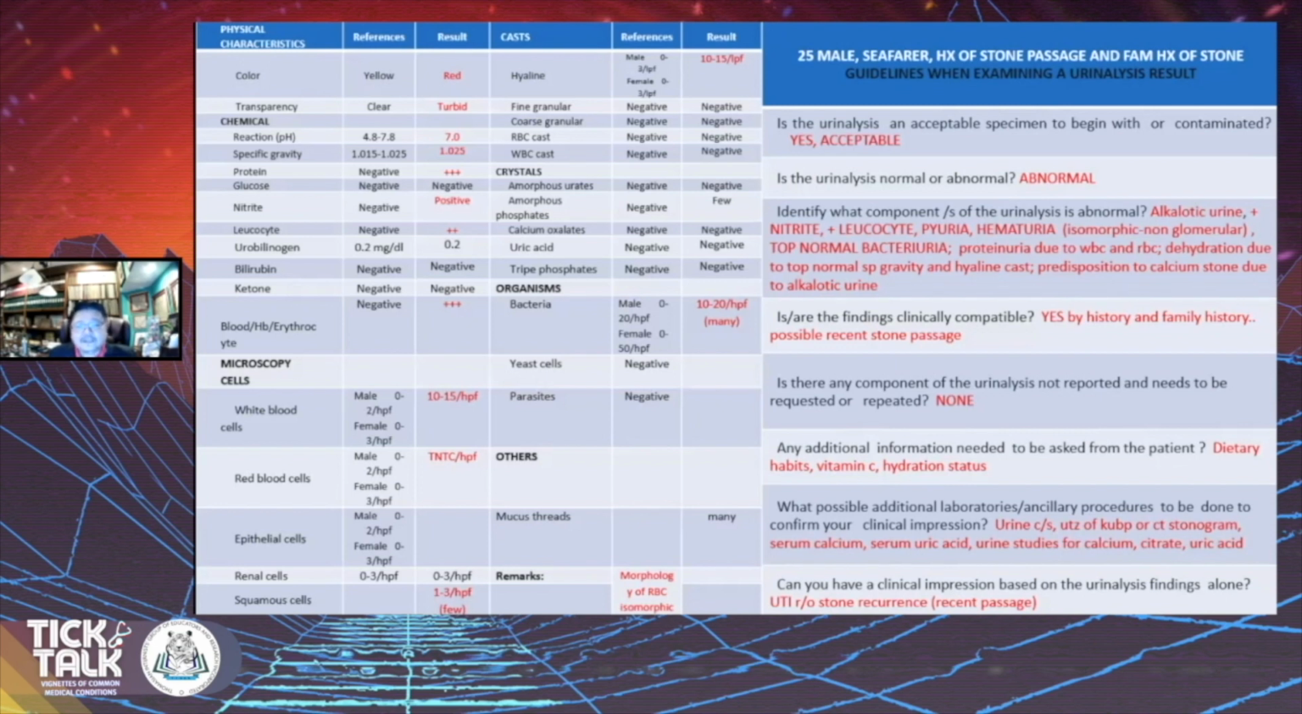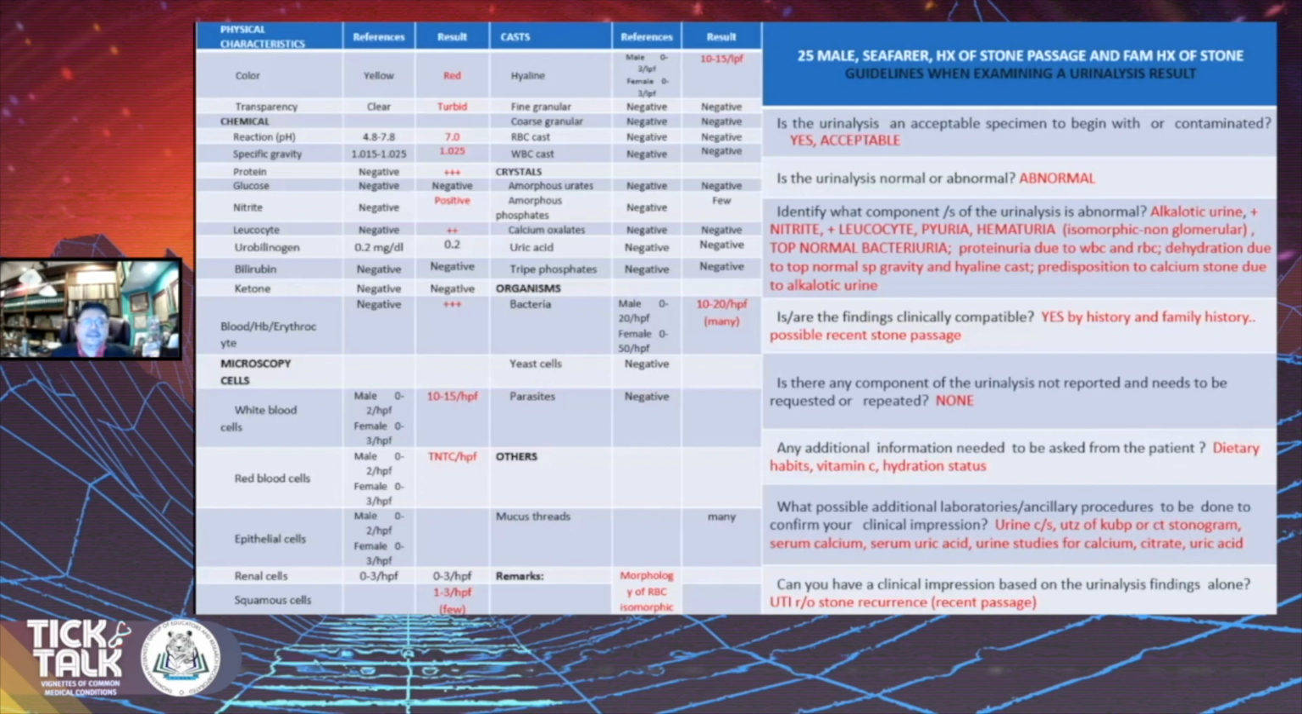And definitely, if it is an alkalotic urine, doctors, and this patient is dehydrated, with a positive history of stone, this patient has a positive predisposition to calcium stone formation. And then, are there any findings clinically compatible? Yes, by history, family history, possible recent stone passage. Though the patient may not be complaining of anything, especially seafarers, they will just deny everything. Definitely, there's evidence that there might be some recent stone passage because of the gross, the microscopic hematuria in this patient.